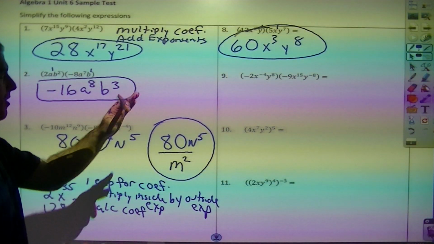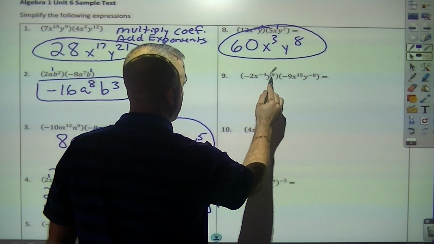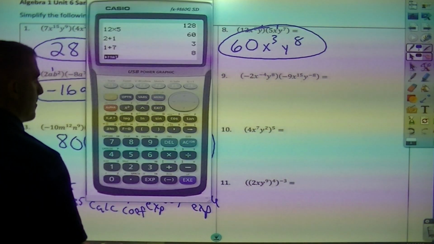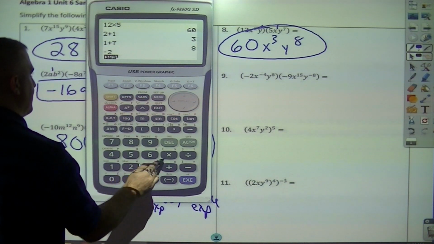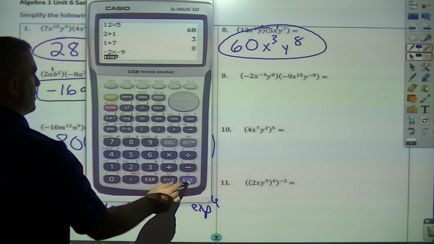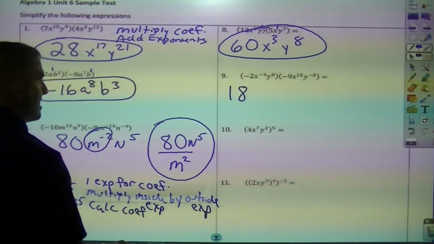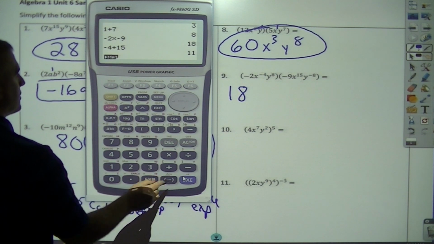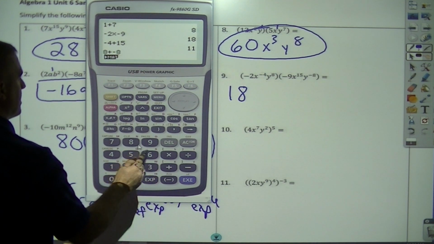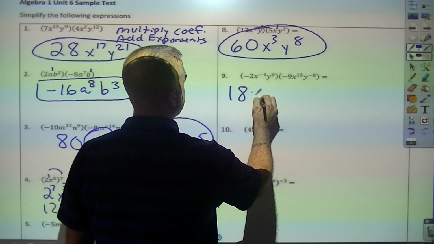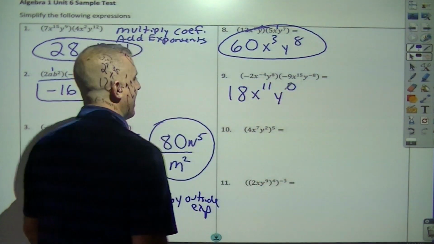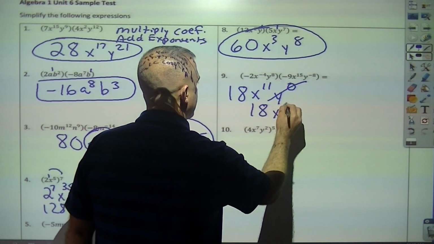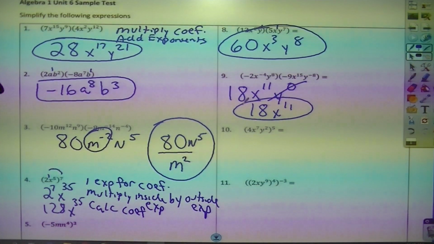This is multiplication once again. I've got coefficient, base, exponent, and so on. So I'm going to multiply negative 2 times negative 9, which is 18. I'm going to add the exponents for x, so that's negative 4 plus 15, which is 11, and 8 plus negative 8, which is 0. So I've got x to the 11th, y to the 0. Now, I think I'm done, but this is one of my finishing rules. If I have y to the 0, that goes away, so I am left with 18x to the 11th.